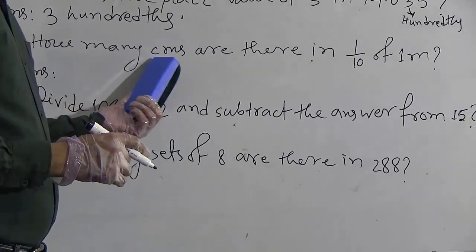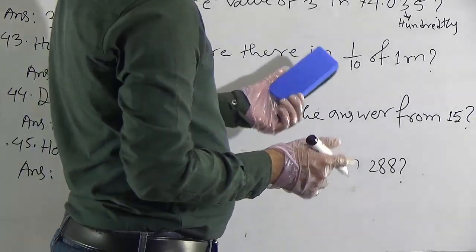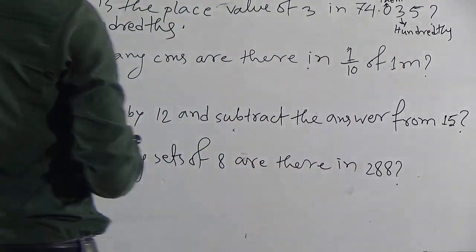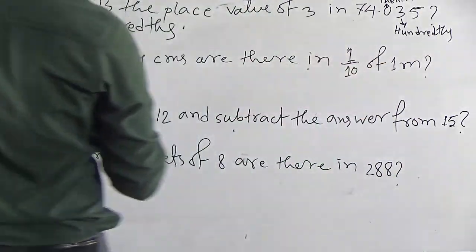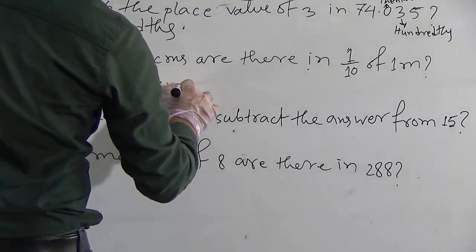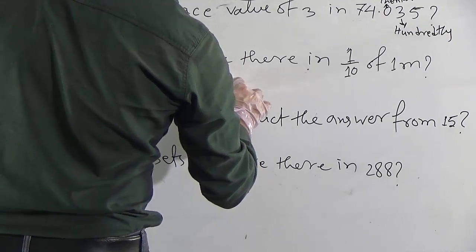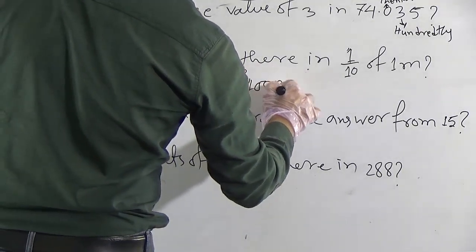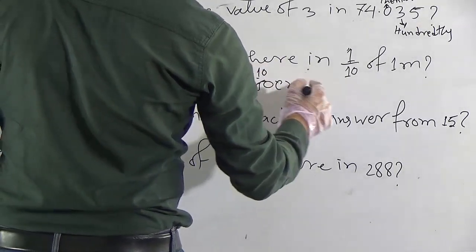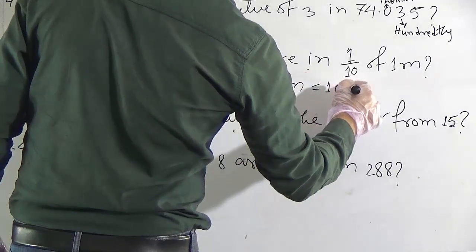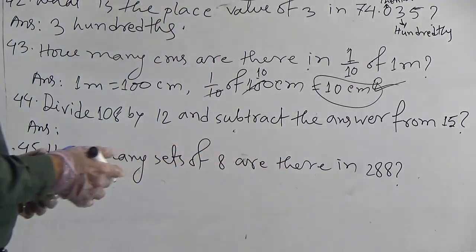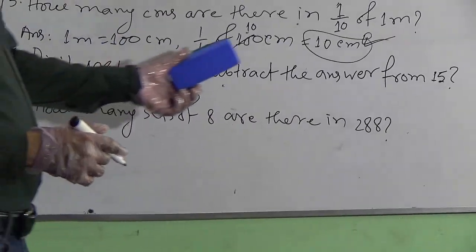Okay. Now question 43. How many centimeters are there in 1/10 of 1 meter? 1 meter means 100 centimeters. So 1/10 of 100 centimeters. You can divide this 100 by 10. You will get 10. So our required answer is 10 centimeters. This is our required answer for question 43.